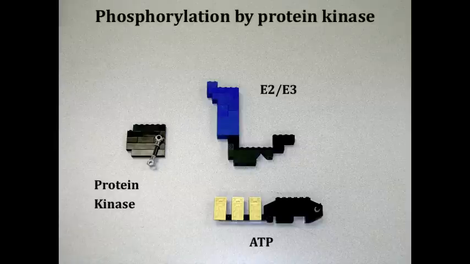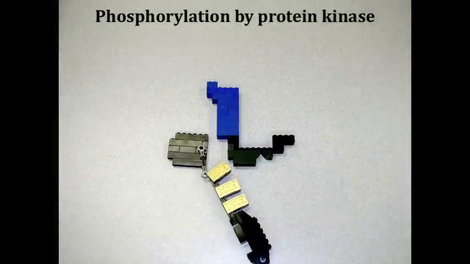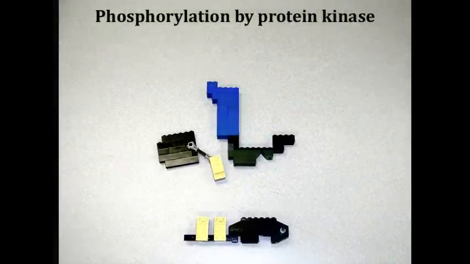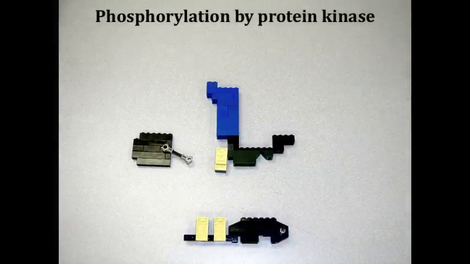The first, phosphorylation by protein kinase, has three players: the E2, E3 complex, protein kinase, and a donor such as ATP. The protein kinase takes a phosphate from ATP and attaches it to the complex, causing a conformational shift.